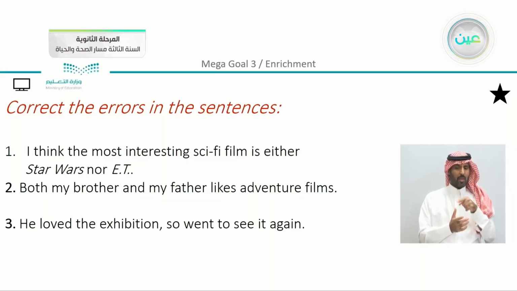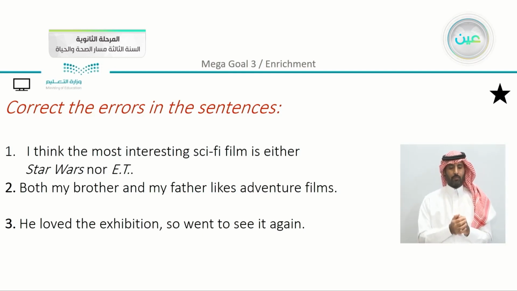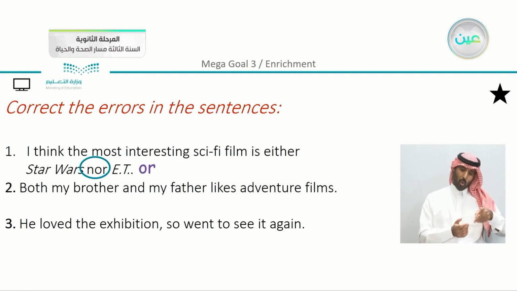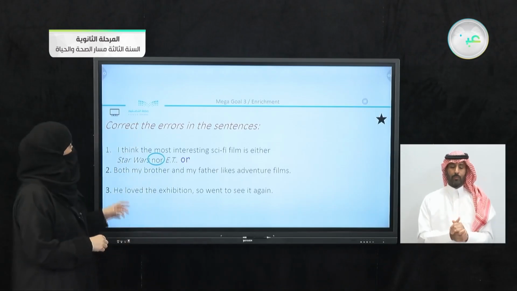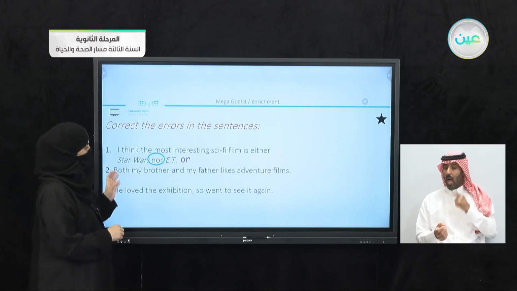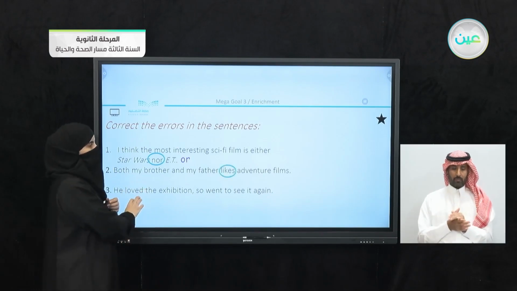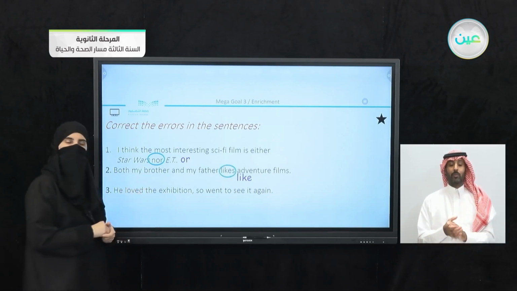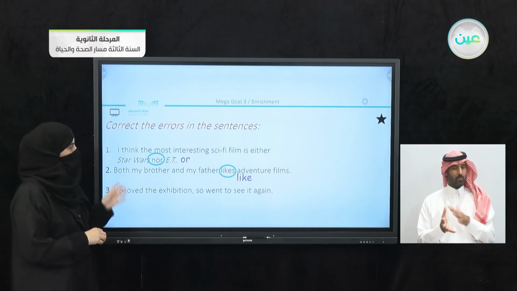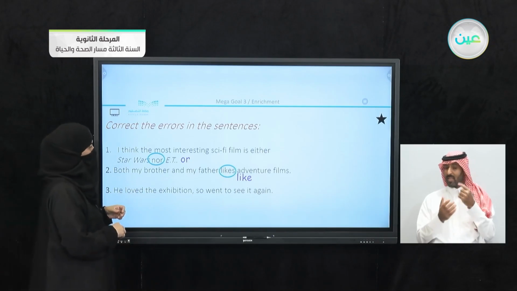I think the most interesting sci-fi film is either Star Wars nor E.T. What's wrong in this sentence? We can say that the word nor is incorrect. We have here or because the first part was either. Both my brother and my father likes adventure films. So what's the problem here? We are talking about plural here. So likes is incorrect. We have here like adventure films.